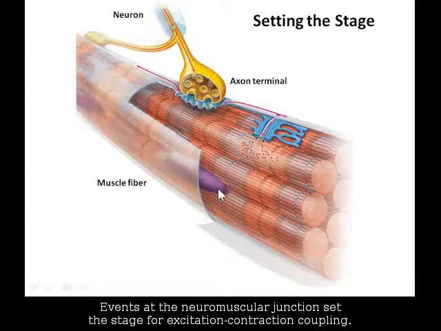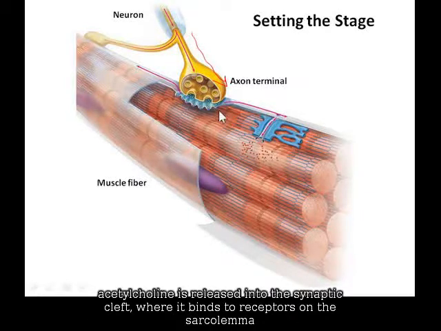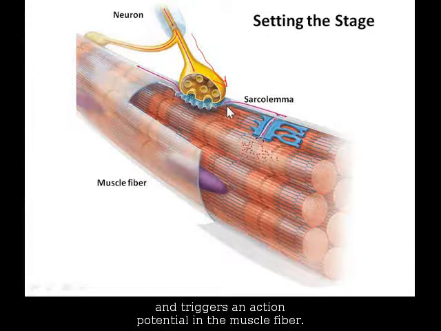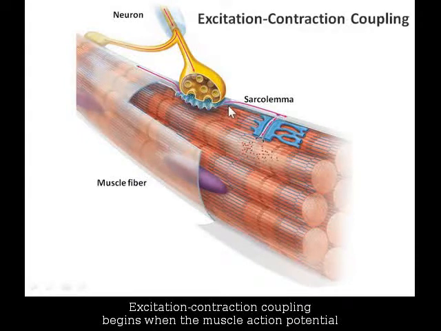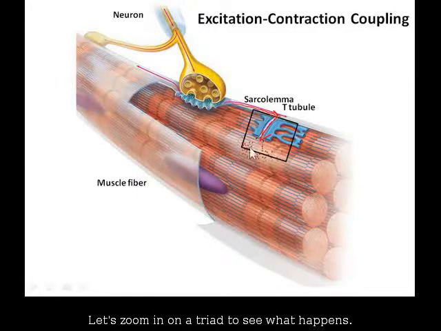Events at the neuromuscular junction set the stage for excitation-contraction coupling. When an action potential reaches the axon terminal, acetylcholine is released into the synaptic cleft, where it binds to receptors on the sarcolemma and triggers an action potential in the muscle fiber. Excitation-contraction coupling begins when the muscle action potential propagates along the sarcolemma and down the T-tubules. Let's zoom in on a triad to see what happens.